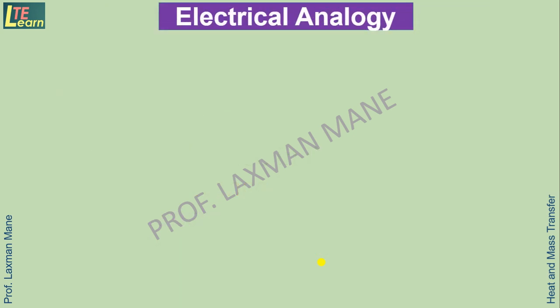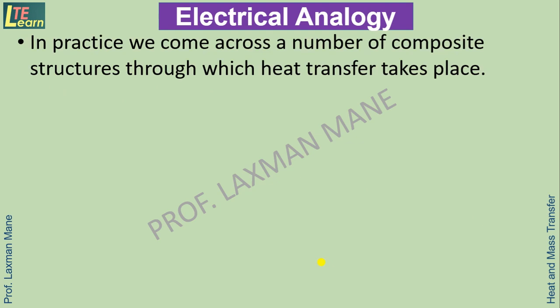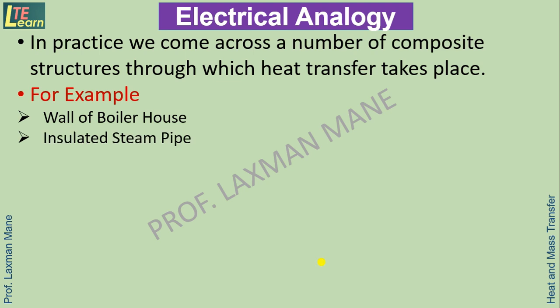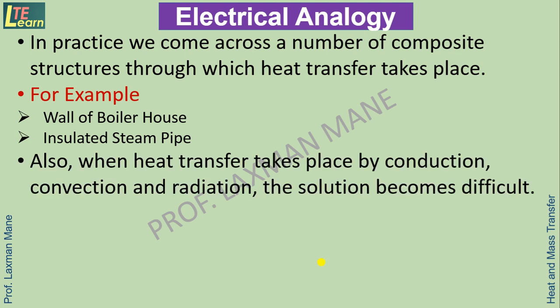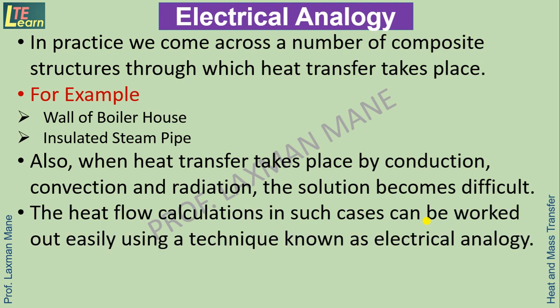Let us know about electrical analogy. In practice, we come across a number of composite structures through which heat transfer takes place, for example, wall of boiler house, insulated steam pipe. Also, when heat transfer takes place by conduction, convection and radiation, the solution becomes difficult. So, the heat flow calculation in such cases can be worked out easily using a technique known as electrical analogy.